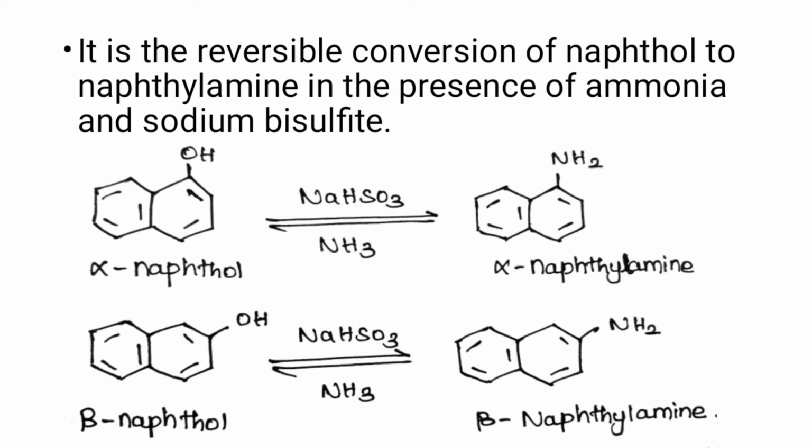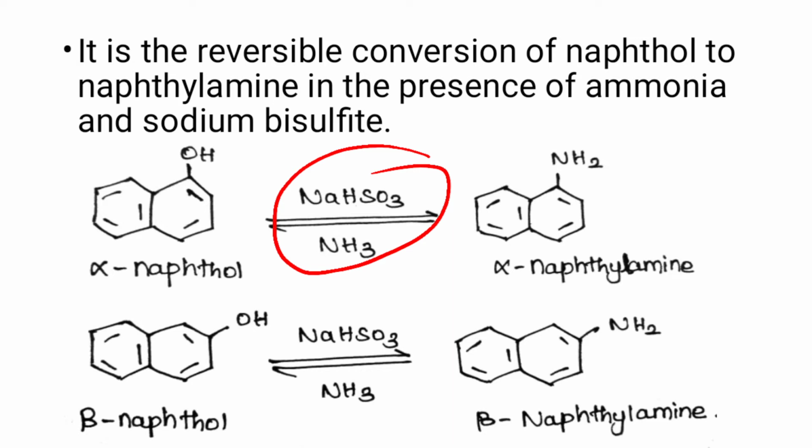The first thing we have to know is what the Bucherer reaction is. It is the reversible conversion of a naphthol to a corresponding naphthylamine in the presence of ammonia and sodium bisulfite. The most important thing is this reaction is a reversible one. The German chemist Hans Theodor Bucherer discovered this reaction in 1904.